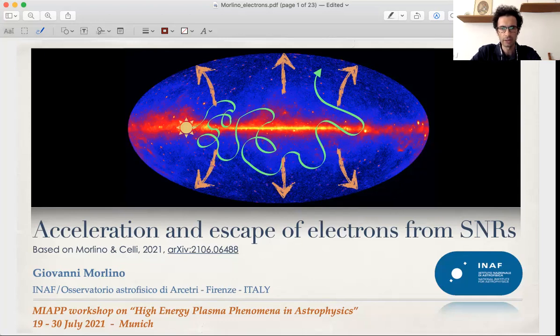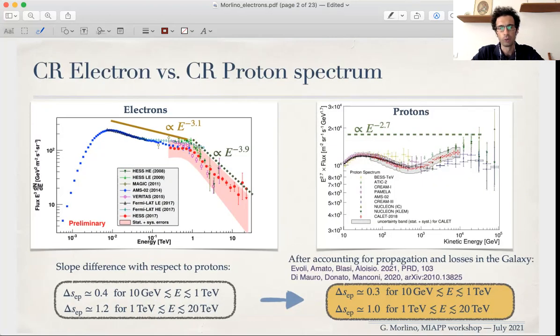So in this talk, I'd like to discuss a little bit the problem of acceleration and escape of electrons from supernova remnants. You can find details of this work in this paper that has been recently submitted, and you can find it on the arXiv. So the problem is the following.